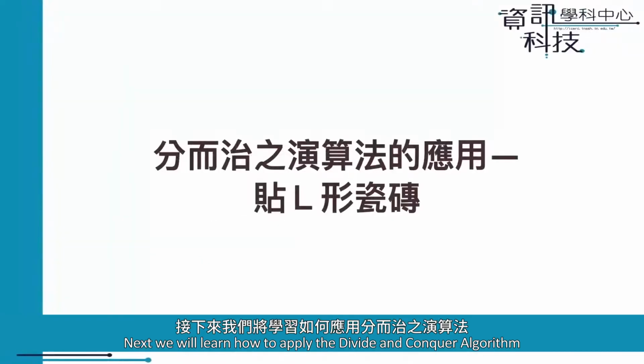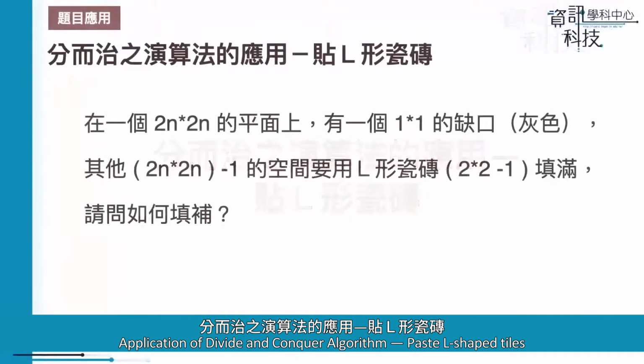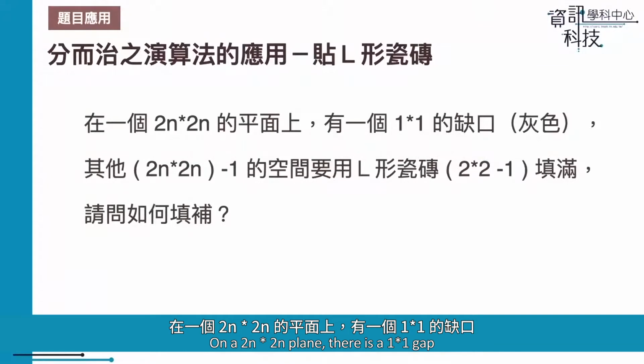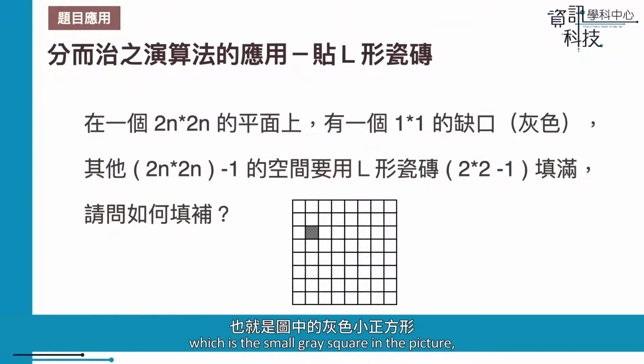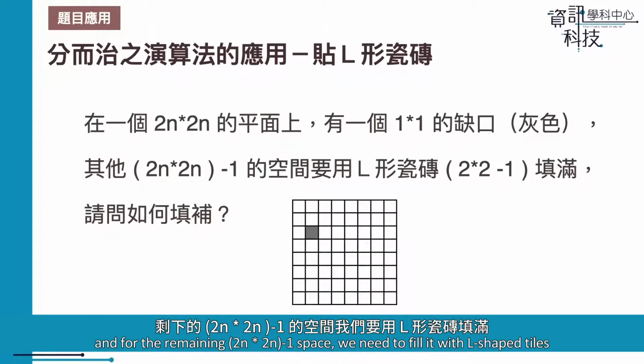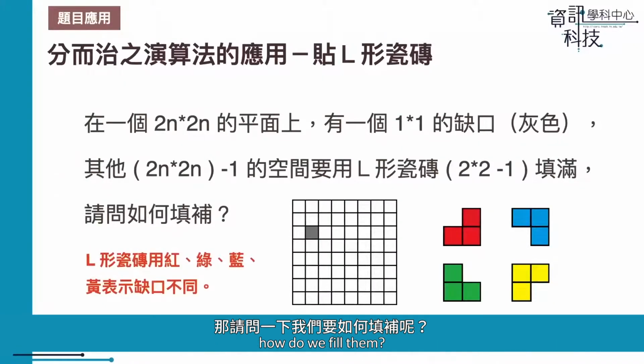Next, we will learn how to apply the divide and conquer algorithm. Application of divide and conquer algorithm: paste L-shaped tiles. On a 2n times 2n plane, there is a 1 times 1 gap, which is the small gray square in the picture. And for the remaining 2n times 2n minus 1 space, we need to fill it with L-shaped tiles, which are these L-shaped tiles with different gaps in red, green, blue, and yellow. How do we fill them?